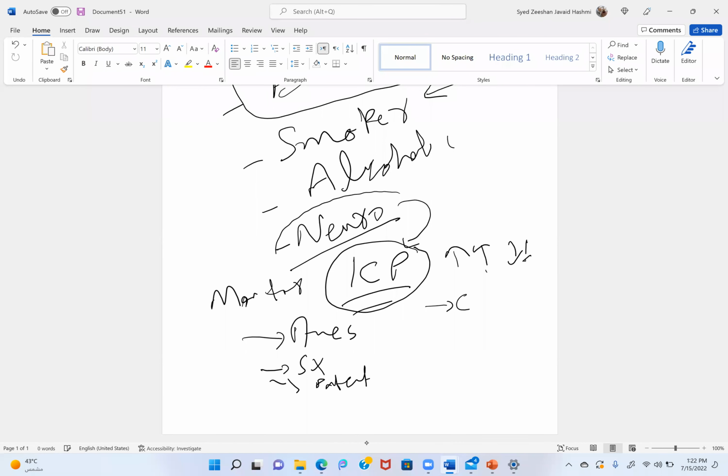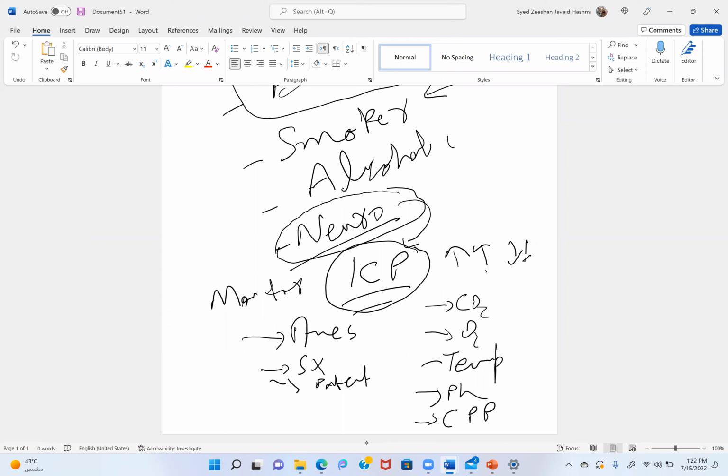Like CO2, what is the effect of CO2 on ICP? How does it increase or decrease? O2, temperature. Okay, and other physical factors or things like that. Cerebral perfusion pressure. Okay. And how will you monitor? What are the clinical parameters? So whatever question you see, you think like that, and then you open the book.